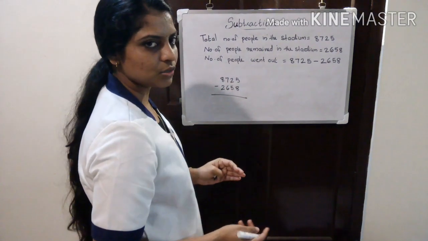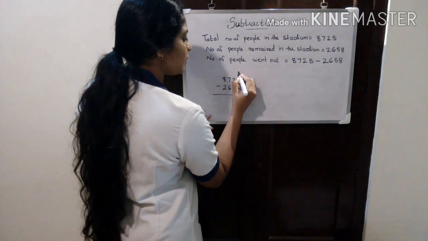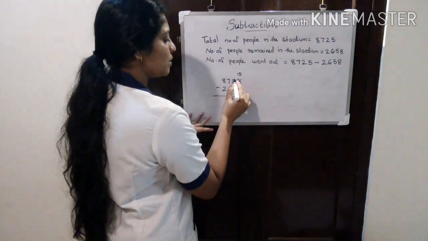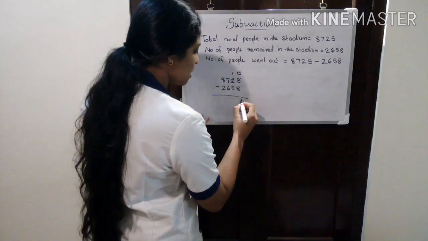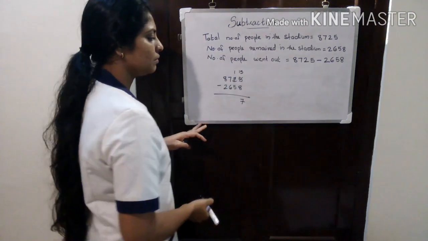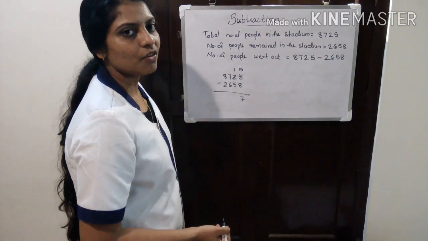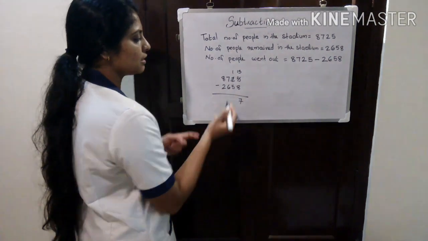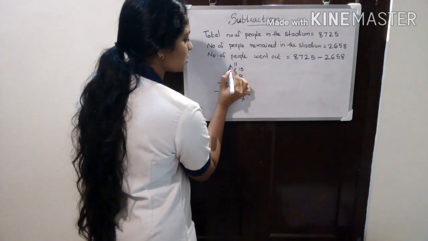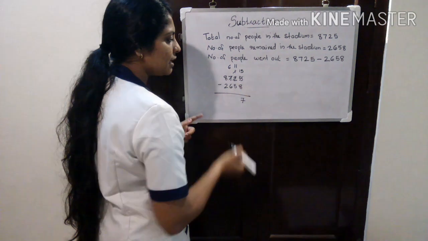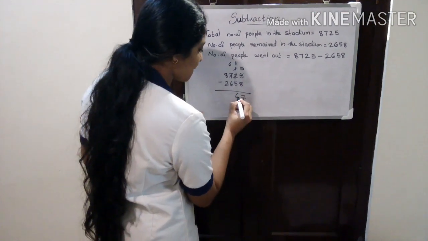5 is less than 8. So we want to borrow 1 ten from the 10's place. Then 5 becomes 15, and 2 becomes 1. 15 minus 8 is 7. Next column. 1 is less than 5. You want to borrow 100s from 700s. Then 1 becomes 11 and 7 becomes 6. 11 minus 5. What is 11 minus 5? 11 minus 5 is 6.